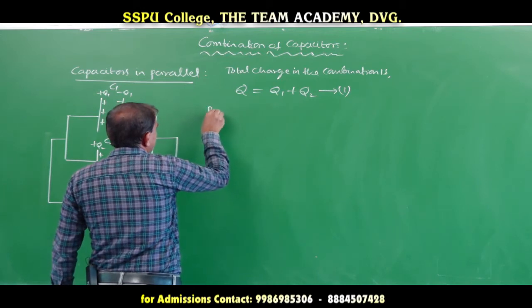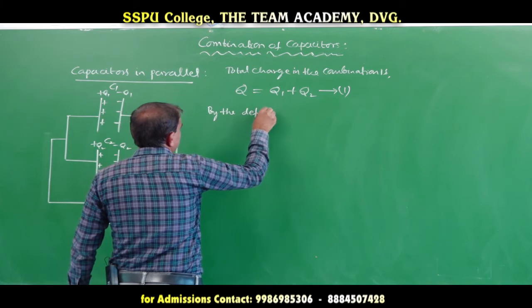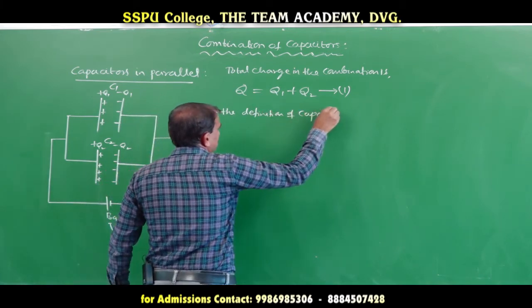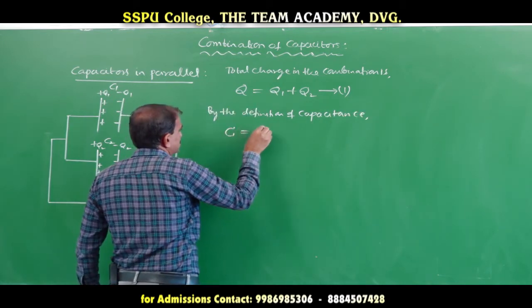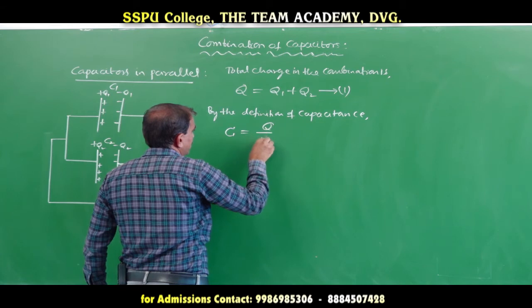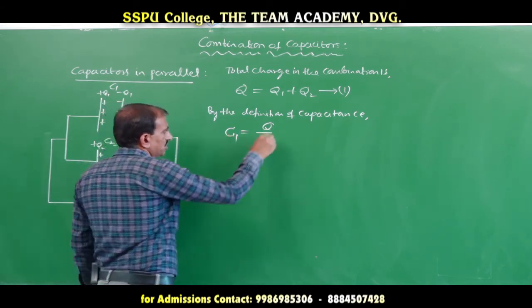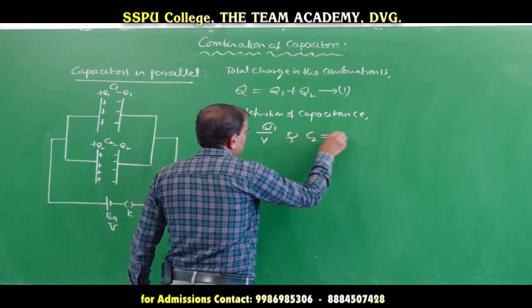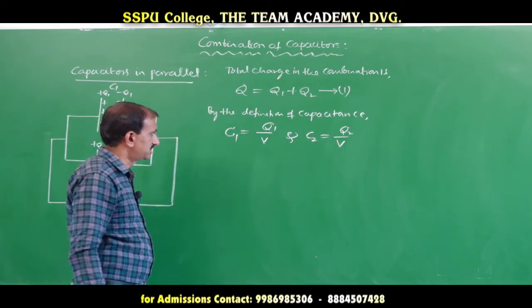By the definition of capacitance, C is equal to Q by V. Here C1 is equal to Q1 by V and C2 is equal to Q2 by V, since V is constant.